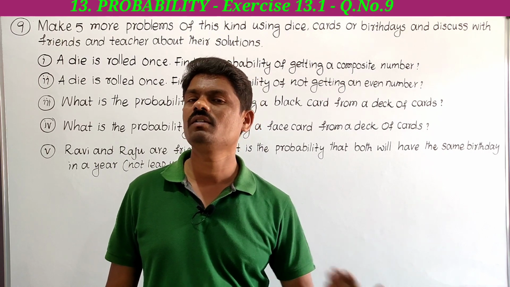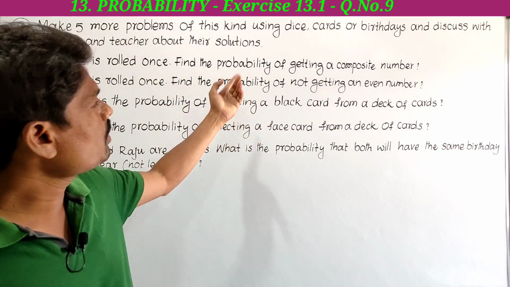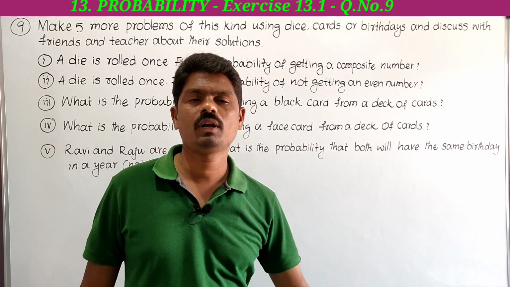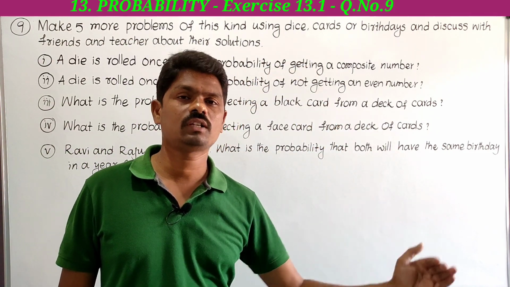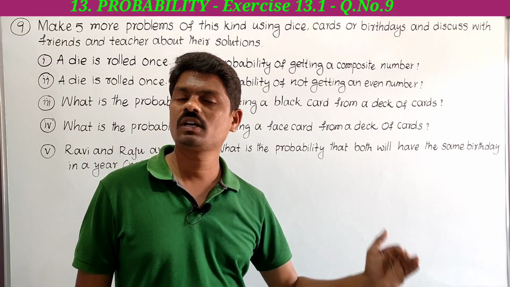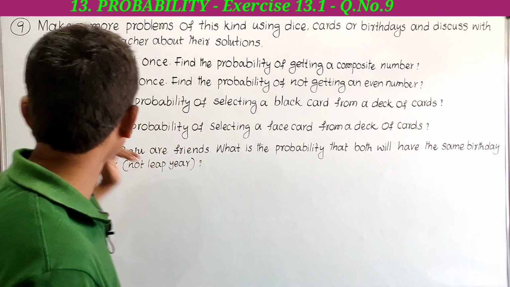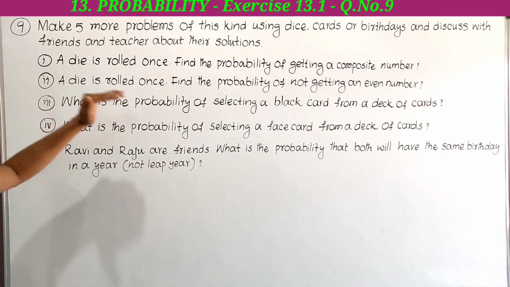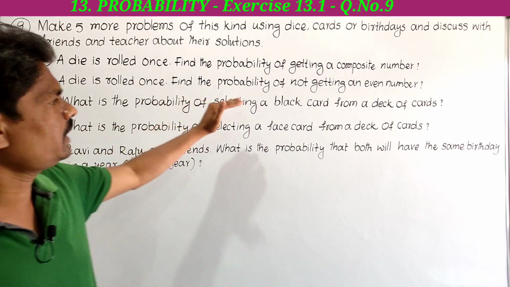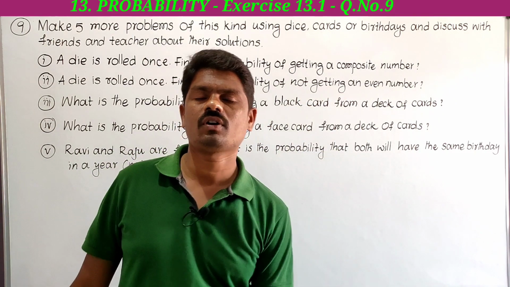What are they? 1, 3, 5. So here probability of getting not an even number equal to favorable outcomes are 3, total possible outcomes are 6. That is 3/6 is 1/2. So next, third one, what is the probability of selecting a black card from a deck of cards?